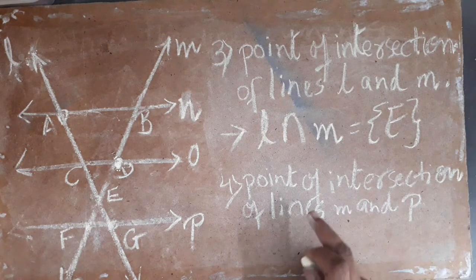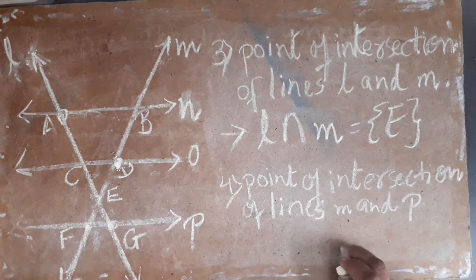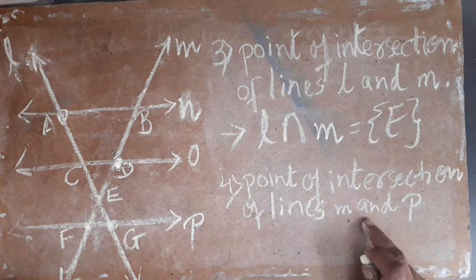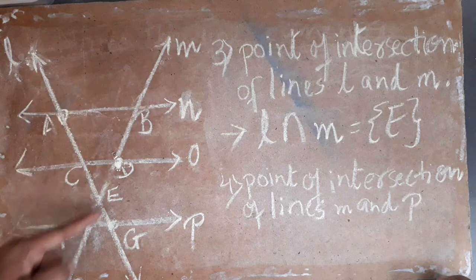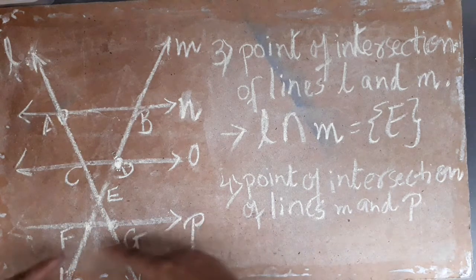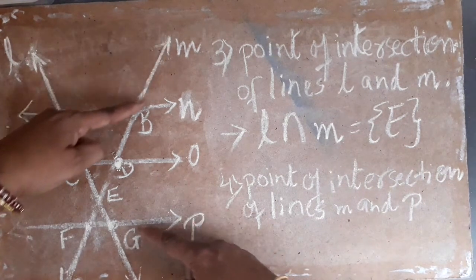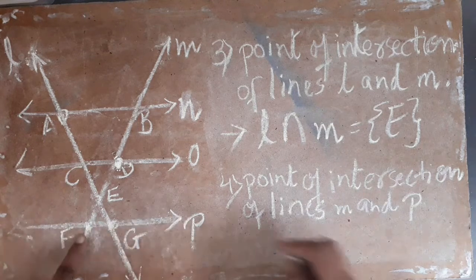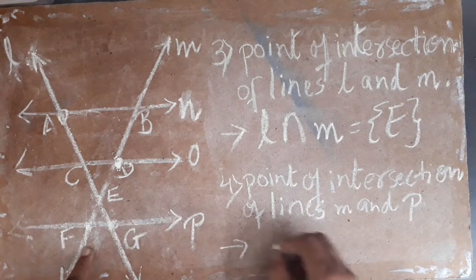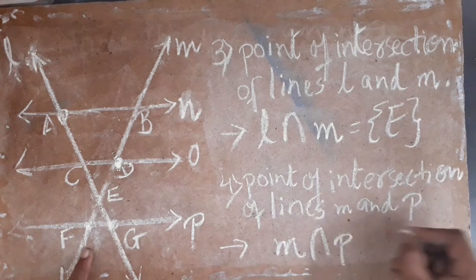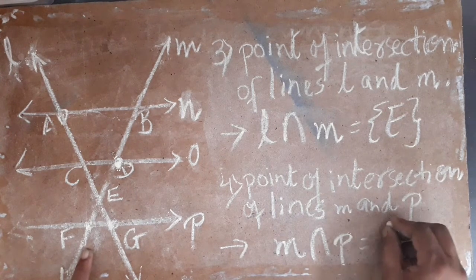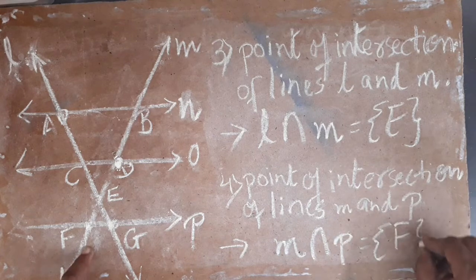Now let us go for the next question. Point of intersection of lines M and P. Which is line M? This is line M and P is this line. So M and P, where do they meet? F. So I can write it as line M intersects line P at point F.